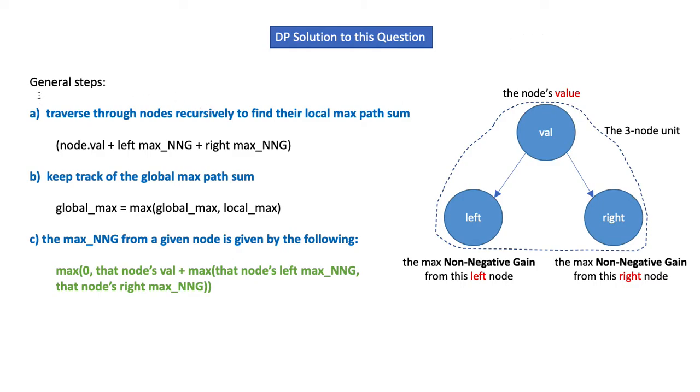Here's a summary of the dynamic programming solution to this question. There are 3 steps in general. First, traverse through the nodes recursively to find their local maximum path sum. Second, keep track of the global maximum path sum. Third, the maximum non-negative gain from a given node is given by the following.